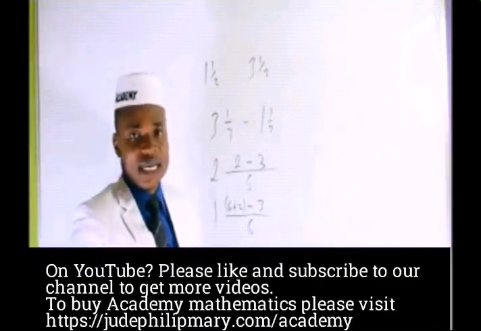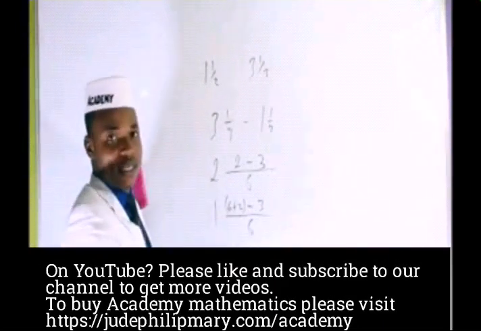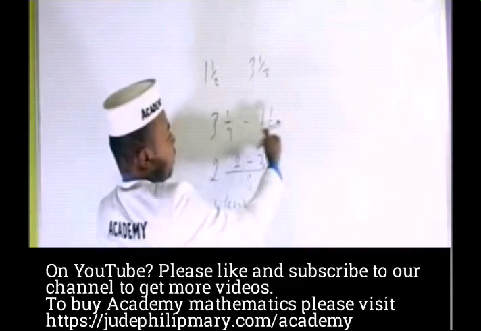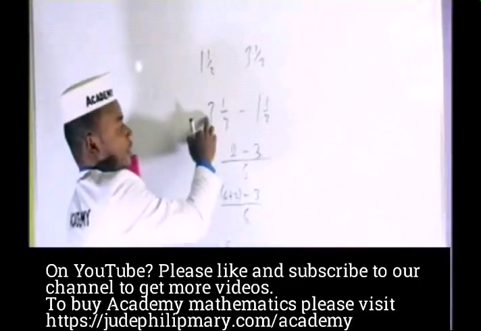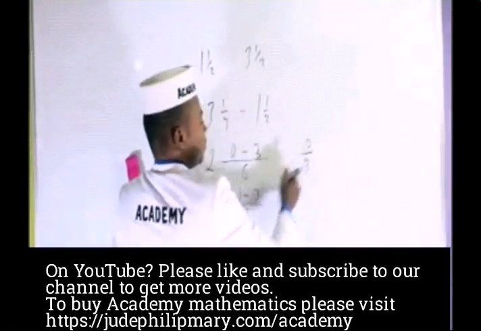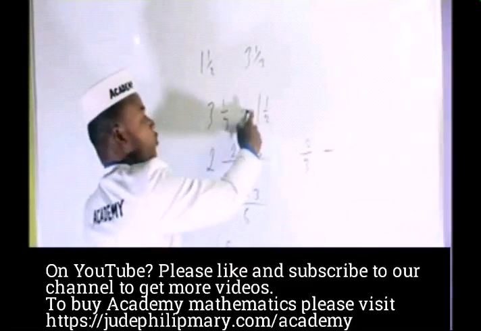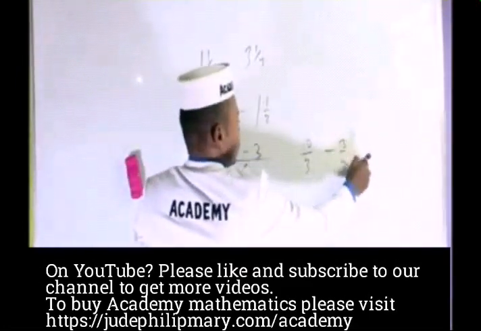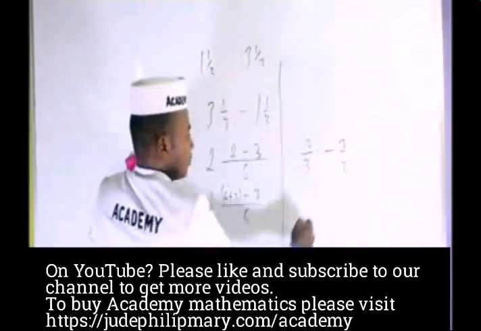Now the other method you can use to do this, so you can avoid borrowing, is this. You have to first of all change this to an improper fraction. 3 times 3 is 9. 9 plus 1 is 10. I have 10 over 3 minus 2 times 1 is 2 plus 1 is 3, 3 over 2. When I do this, I'm going to quickly do it.